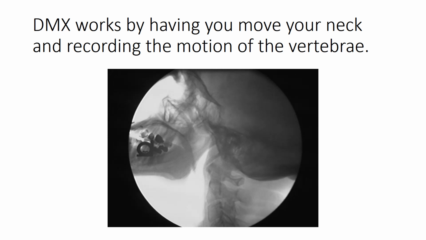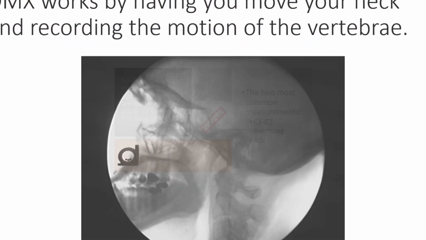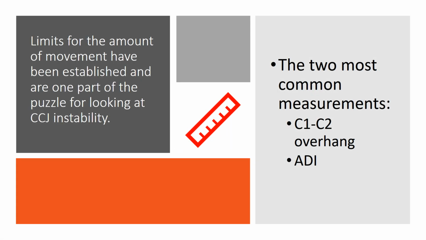So it looks something like this. You see moving vertebrae, you see the skull moving there. Now there's some limits for the amount of movement or the angles that have been established, but that's only one part of the puzzle in looking for CCJ instability and making that diagnosis. So you need to make sure that you understand, in addition, that the normals for DMX are not as well established as some of the other normals are for static measurements. But the two most common things we look at are C1, C2 overhang and the ADI, or the Atlantodental Interspace.